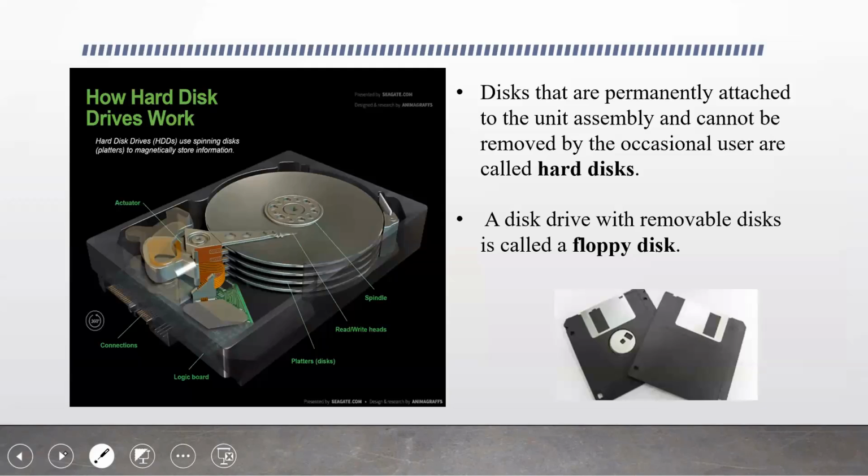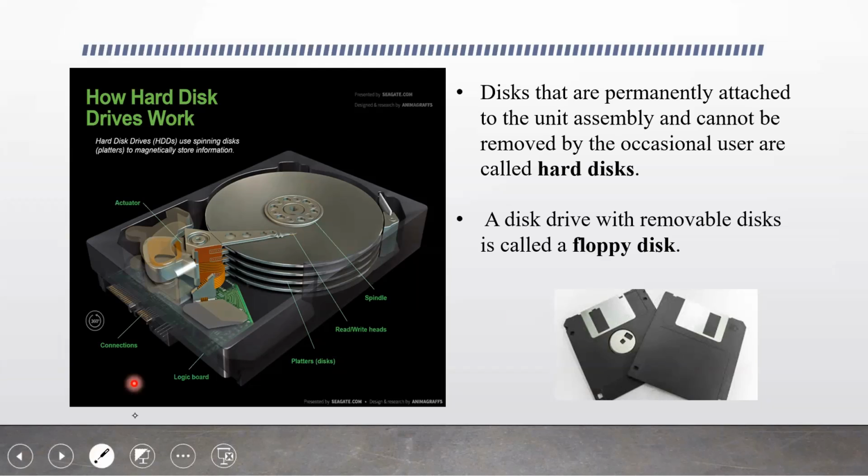So this is how we see the hard disk. Disks that are permanently attached to the unit assembly and cannot be removed by the occasional user are called hard disks. We don't remove it, it is internally fixed. And the disk drive with removable disk is called a floppy disk. Here this is a floppy disk. It is a magnetic disk type, and the operation is similar here.